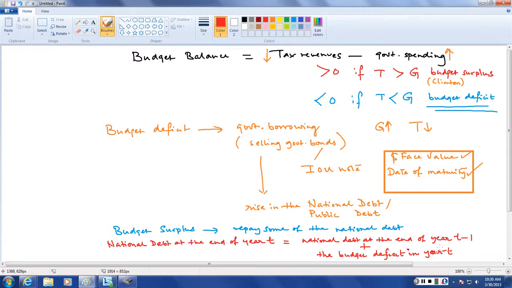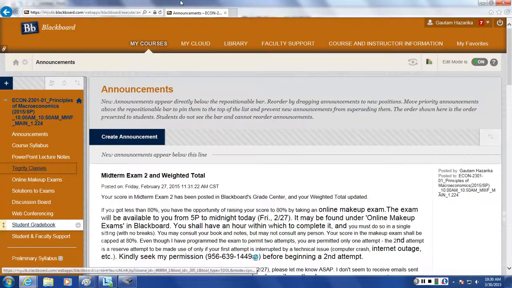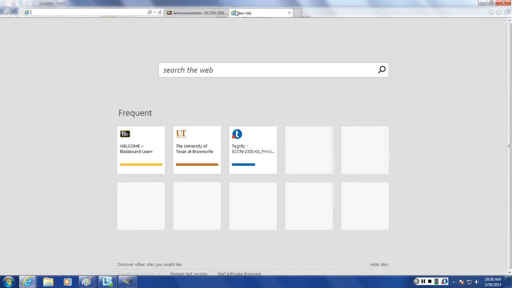And what I'm going to do now is I'm going to quickly show you a website which is a fairly disturbing website. And it's called the National Debt Clock.